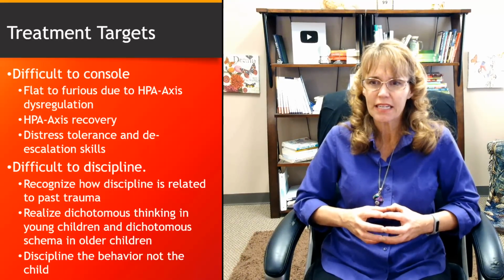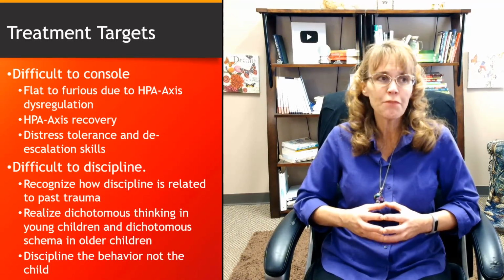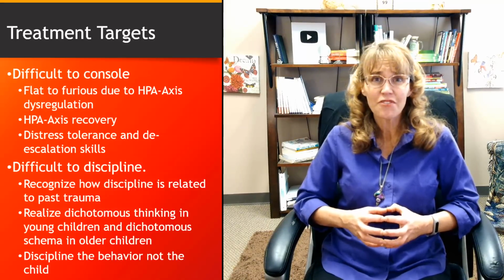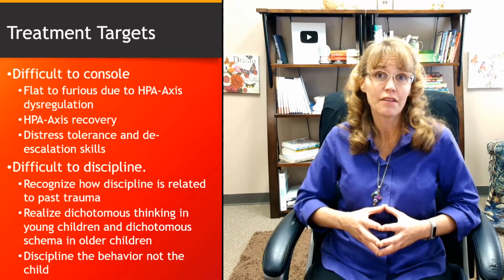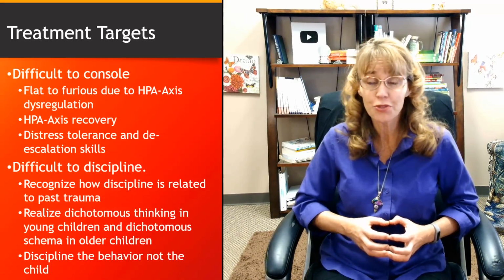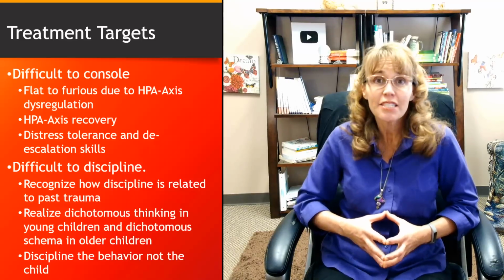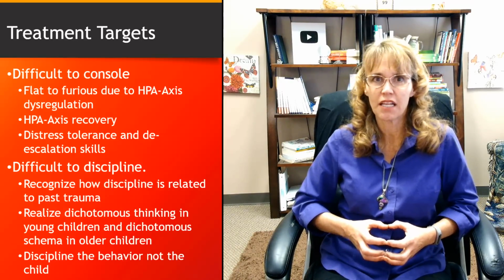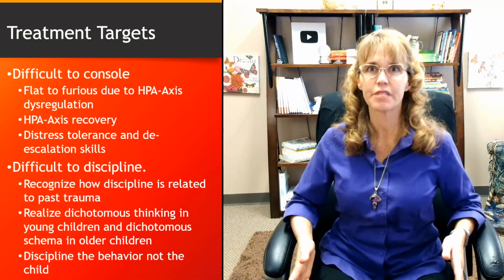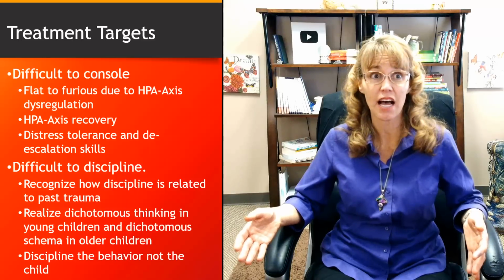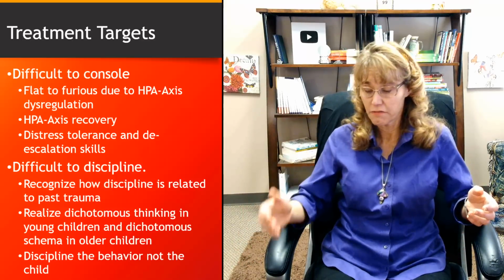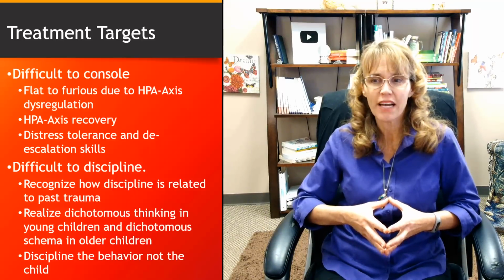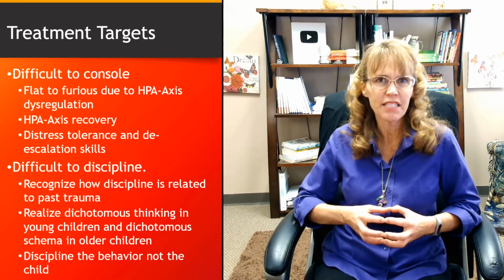Difficult to discipline. We want to recognize how discipline may be related to past trauma. Many children that were in neglectful environments may have been party to or victims of spontaneous rages by their caregiver, and they may not understand. They may have done something 17 times and nobody said anything, and the 18th time they got violently punished for it. We don't know, but we do want to recognize what discipline means to that child.